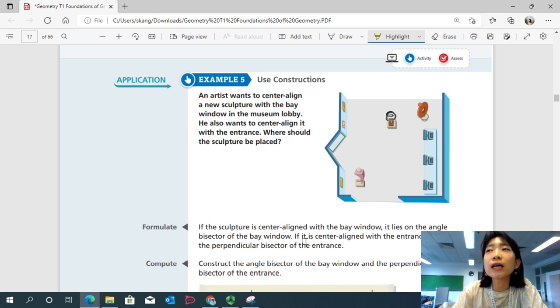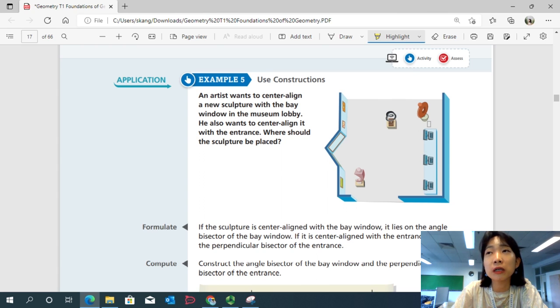So if the sculpture is center aligned with the bay window, it lies on the angle bisector of the bay window because the bay window has an angle here. Do you see that? So first, we want to draw an angle bisector. And that ray will give us one line where it could be placed, right? So it could be points on any ray if we only have that setting.